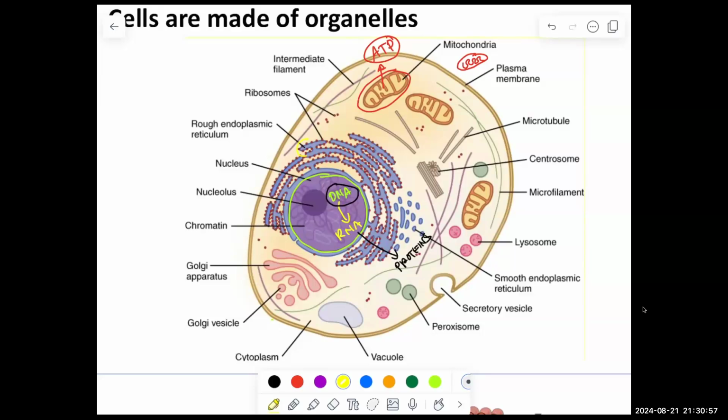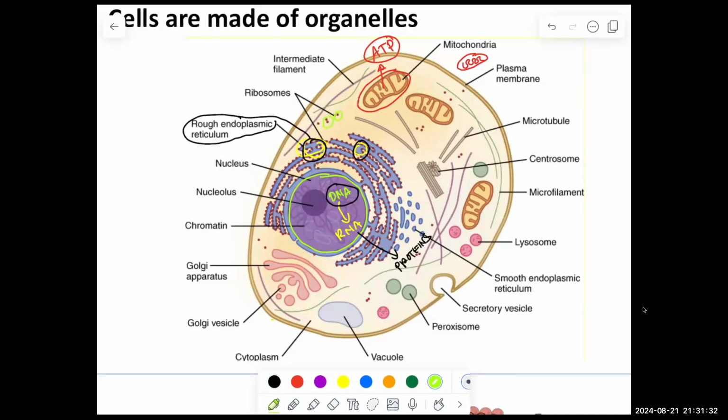This one, pay close attention to this blue one that has these red dots. That is the rough endoplasmic reticulum. Before you ask, I will not accept RER. Rough endoplasmic reticulum. Okay. So this one's important because it has these little red things.